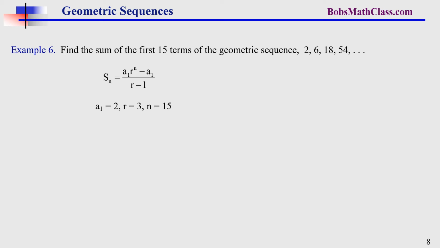All right, A1 is 2, right? First term is 2. Our R is 3, and N is 15. So plug all those numbers into your calculator. It'll be S sub 15 equals 2 times 3 to the 15th minus 2 all over 3 minus 1. Now you should be able to just type that right into your calculator. You probably have a fraction button, so use your fraction button, type in the top and the bottom all at once, and then use your calculator, and you should get 14,348,906.